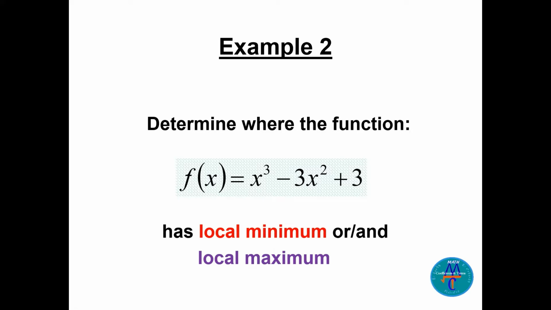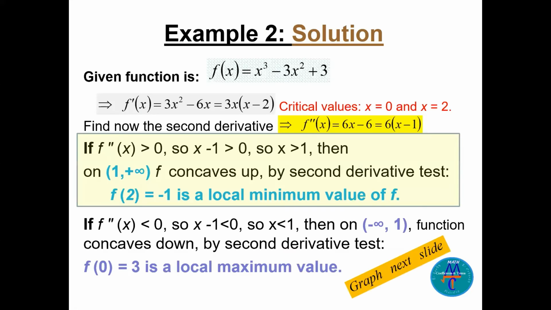Determine where the function has local minimum, local maximum by using the second derivative test. So we have the function x cubed minus 3x squared plus 3. See, what do we do first? We find f prime. Always we have to use f prime. 3x squared minus 6x, and the derivative of 3 will be 0. Take 3x common factor, then you have x minus 2. Now find the critical values where f prime is equal to 0. So x will be 0 and x will be 2. So there are two critical values. At these values, either we have max or min if there is a change in the sign.